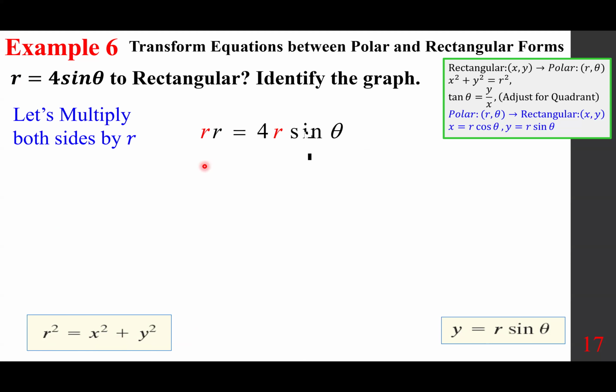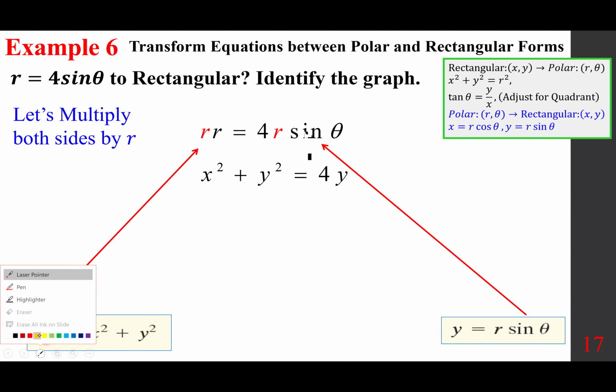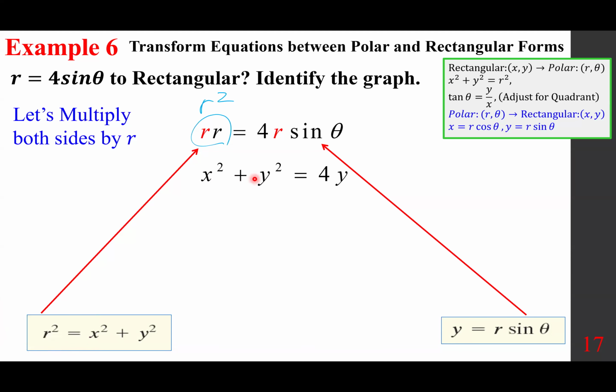R squared is x squared plus y squared. This is r squared, everybody. So the left side becomes r squared or x squared plus y squared. The right side 4r sine theta. If r sine theta is y, then this is 4 of it. And now this we know how to handle. We bring the 4y to the left.